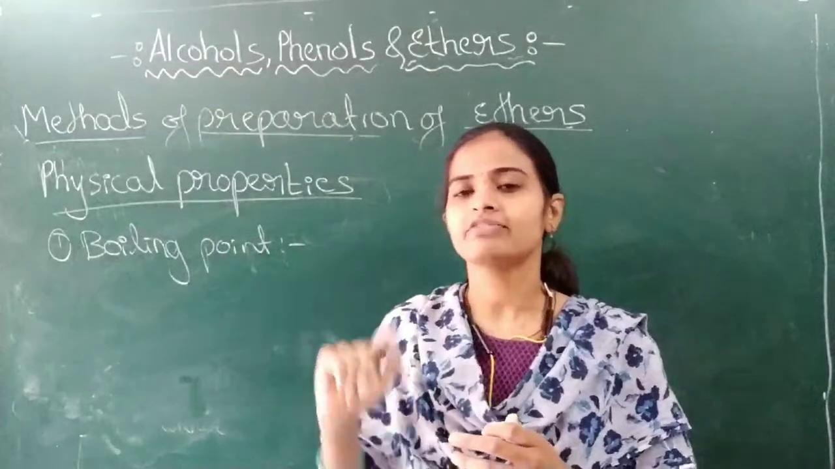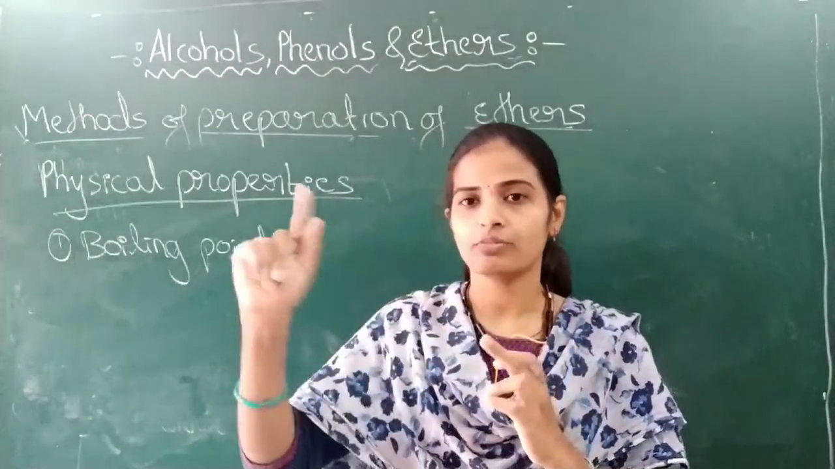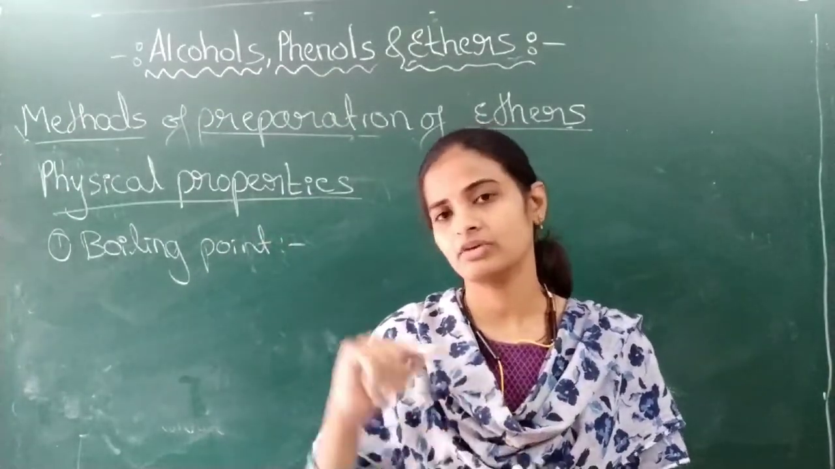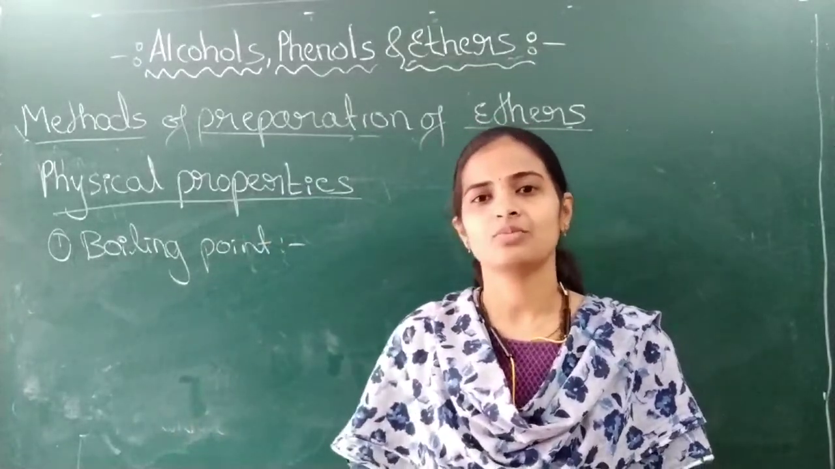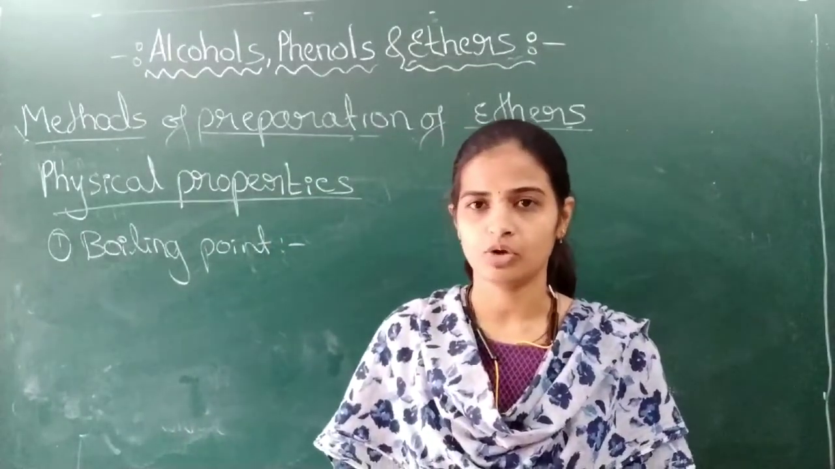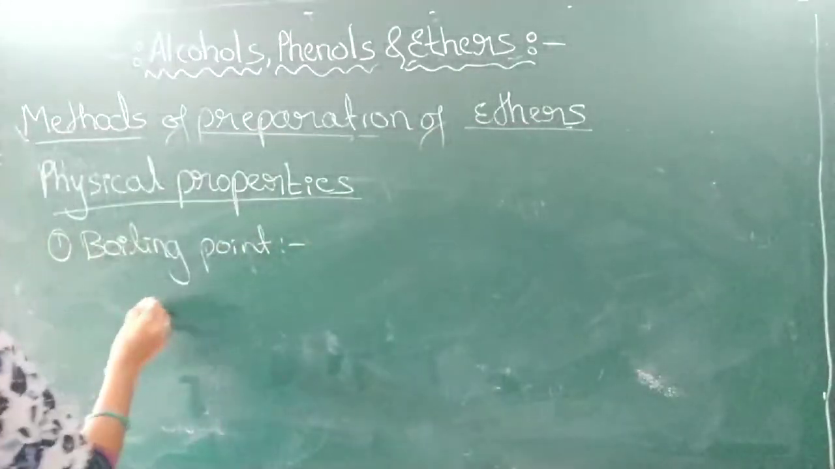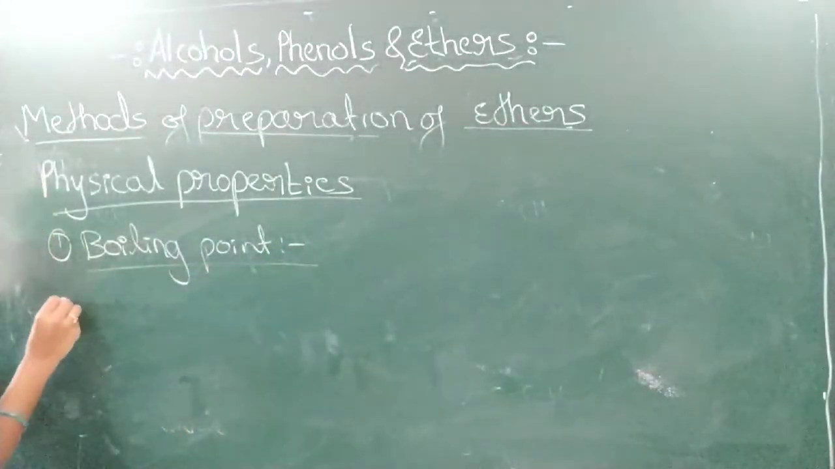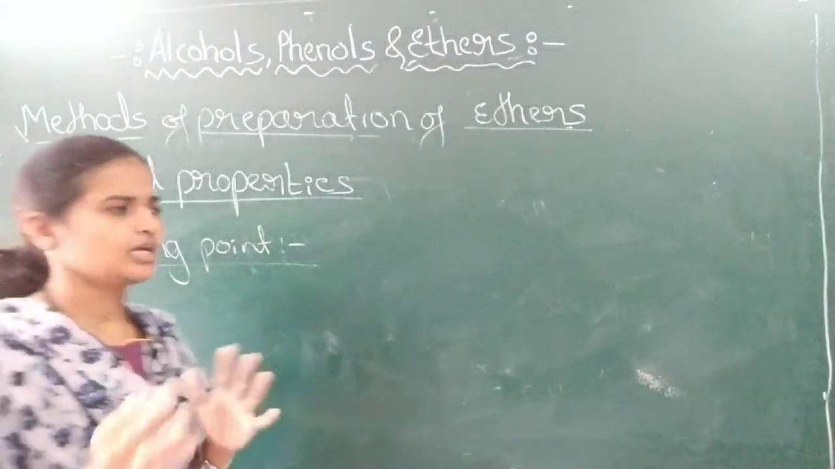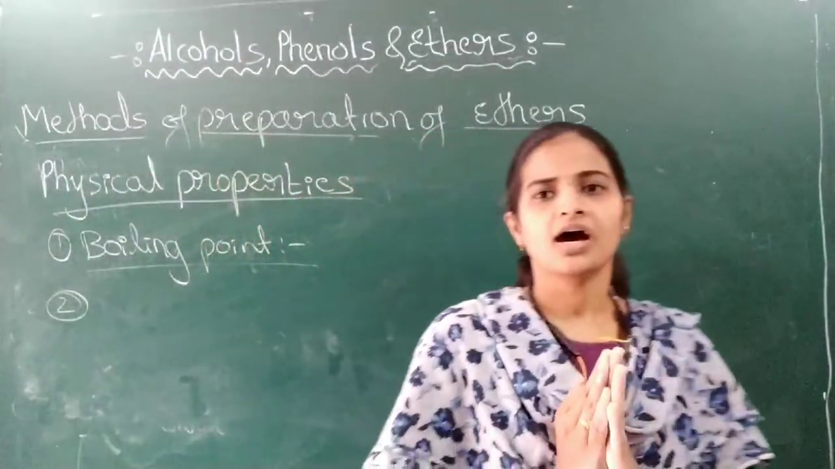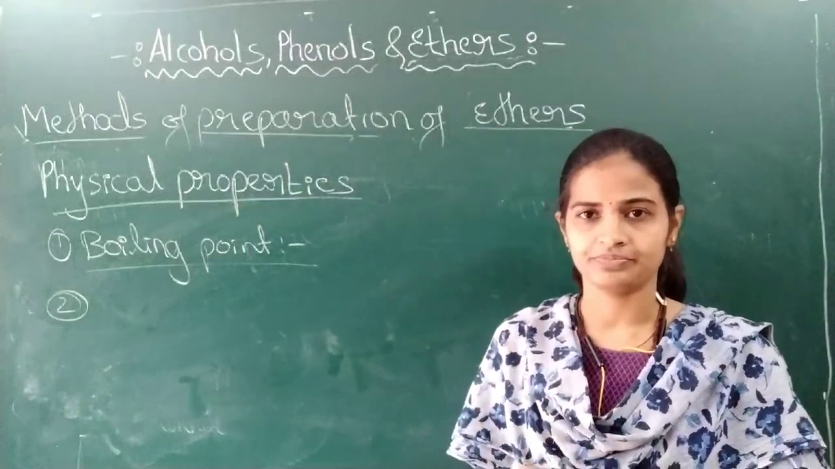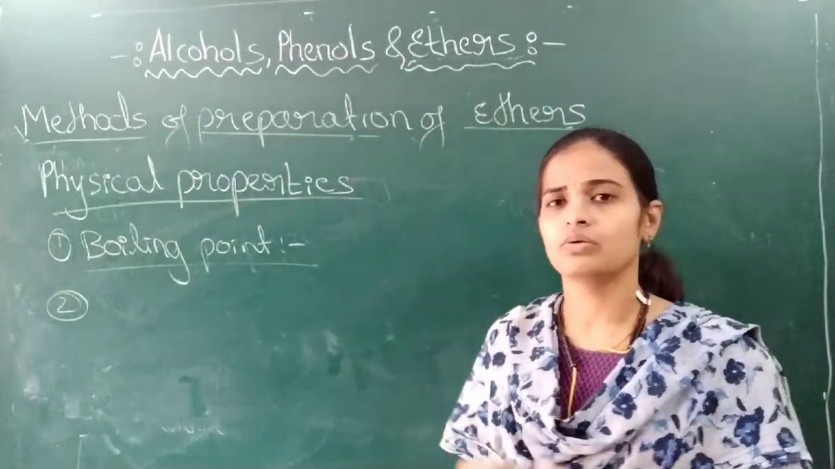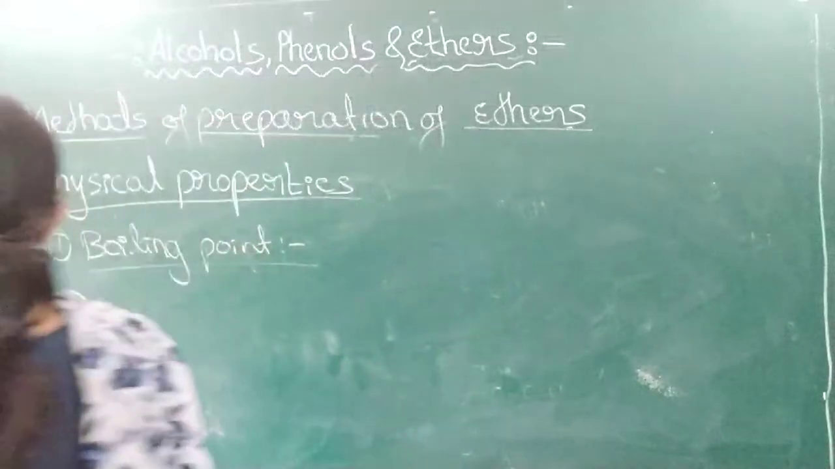Because alcohols form intermolecular hydrogen bonding, whereas ethers cannot form intermolecular hydrogen bonding. Therefore, the boiling point of ethers is comparable with alkanes, but it is much lower compared to alcohols.